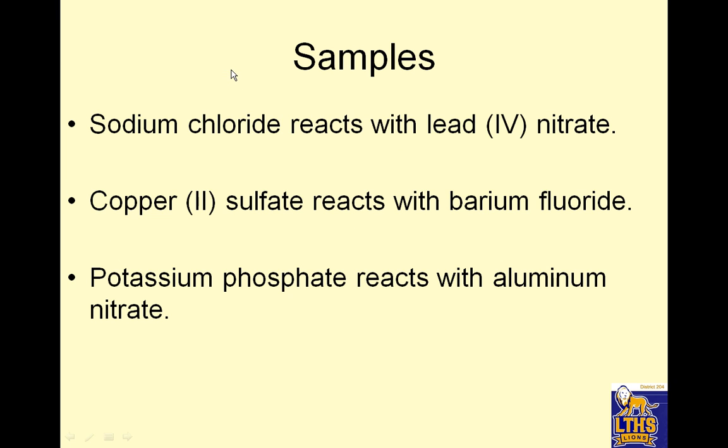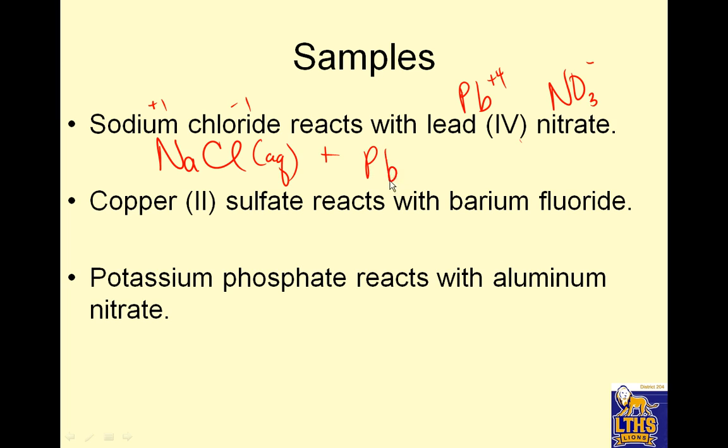Okay, so here's some samples. Sodium chloride reacts with lead 4 nitrate. Sodium chloride, Na plus 1, Cl minus 1. All right, it's a reactant. The reactants in double replacement are aqueous. Lead 4 nitrate. Lead, Pb, oh, it's plus 4. I didn't even have to look. Nitrate, NO3 negative. So Pb, NO3, 4 of them. Why? Because I have to cancel charge.